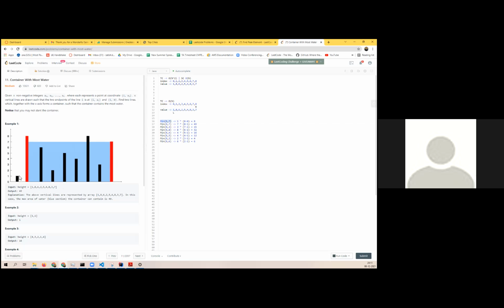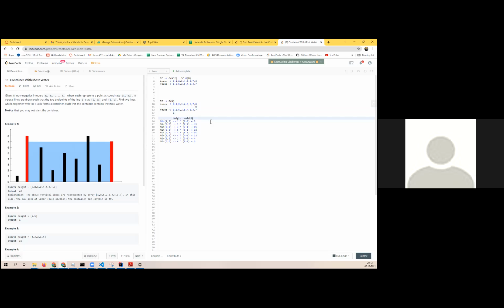And the width of the water that we have stored will be whatever is the index of the left pointer and whatever the index of the right pointer. So in our case, the index of the left pointer is 0 and the index of the right pointer is 8. So it will be 8 minus 0. So this minimum will be our height, and this will be our width.